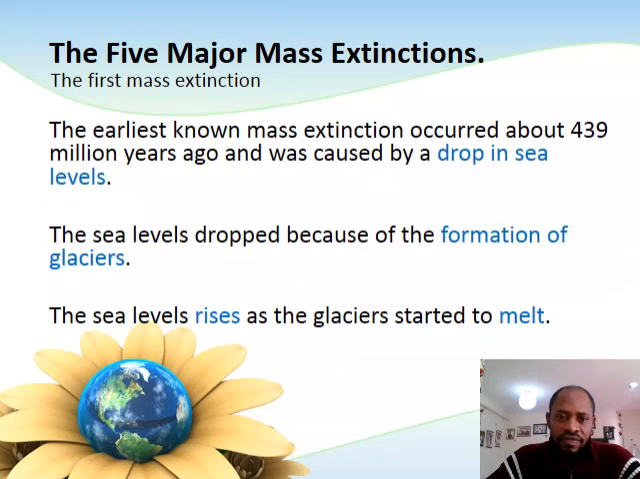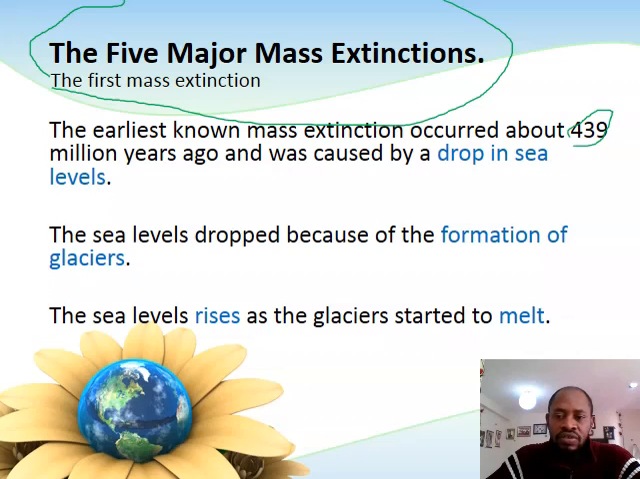Naturally, so far there have been 5 major mass extinctions, because the 6th one that we are experiencing now in our epoch, the Holocene Epoch, is caused by humans. The earliest known mass extinction occurred about 439 million years ago, and the cause of this was a drop in sea levels. The sea levels dropped because of the formation of glaciers.